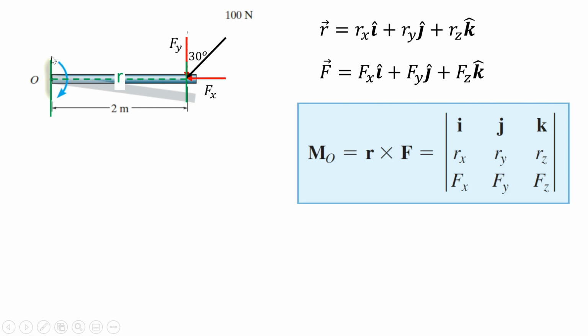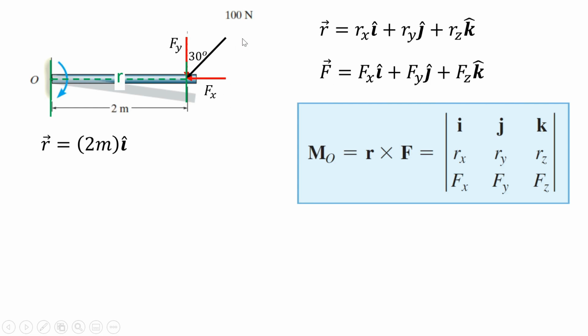Now, if you look at our diagram, we can see that our moment arm is just on the x-axis. So if this is the pivot, our moment arm here is 2 meters on the positive x-axis. So we have a value only on i hat, and for ry and rz, that will be 0. So this is now the answer. Our moment arm is 2 meters i hat.